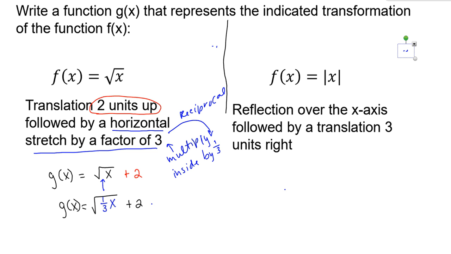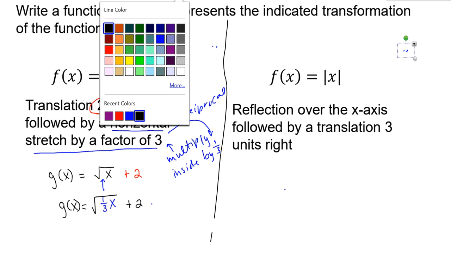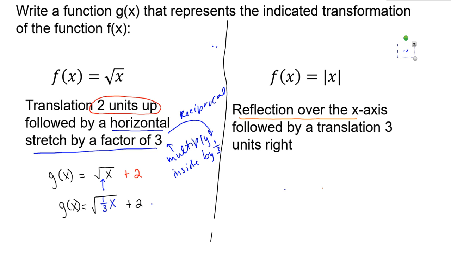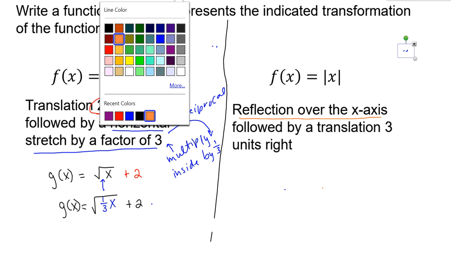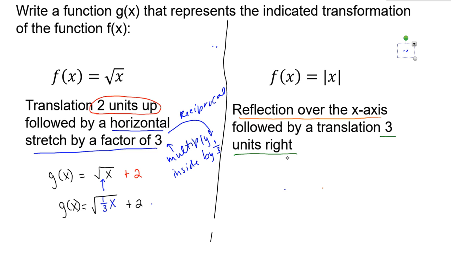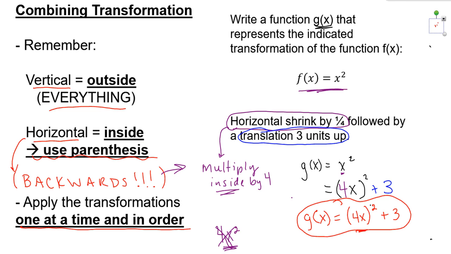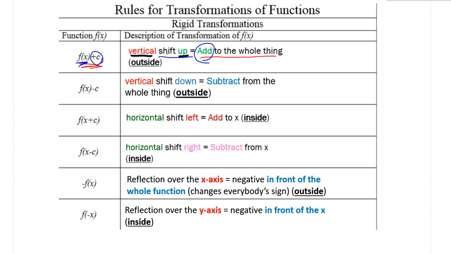All right, this next one is absolute value. We've got a reflection over the x-axis, and then we've also got a translation or shift 3 units right. Okay, reflection, let's review what that was. Reflection over the x-axis is right there. So reflection over the x-axis means to put a negative in front of the whole function, which basically changes everybody's sign.